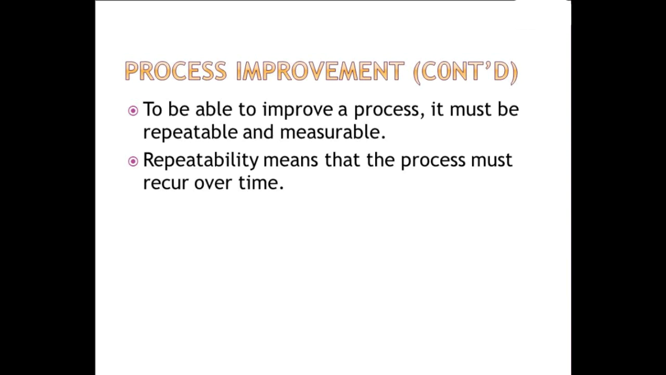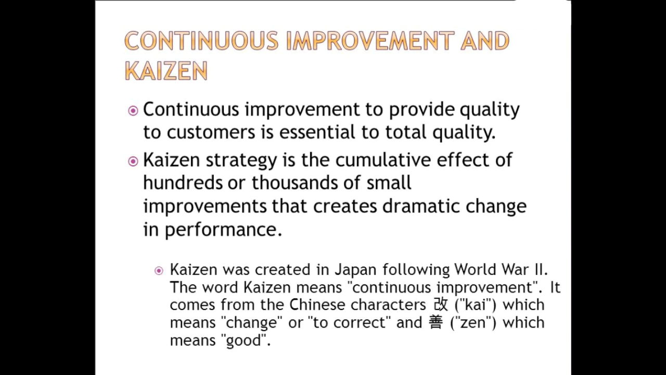Process improvement, continued. To be able to improve a process, it must be repeatable and measurable. Repeatability means that the process must recur over time. Continuous improvement and Kaizen.